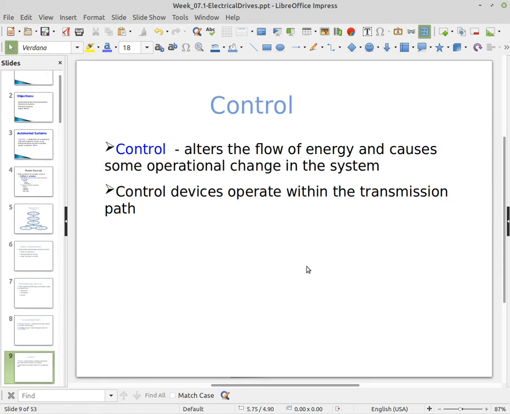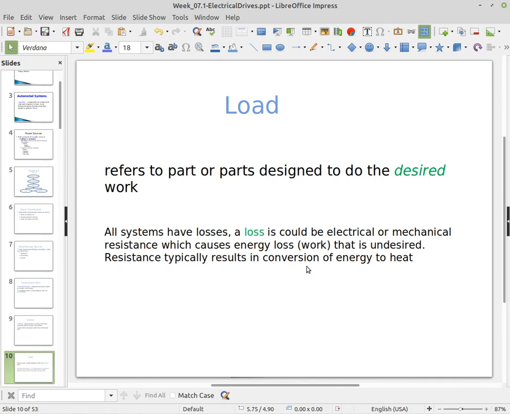Control is going to alter that flow of energy so that we can control the type of work, control what's happening. Control devices operate within the transmission paths. As I said, the load is referring to the part or parts that are to do the desired work.